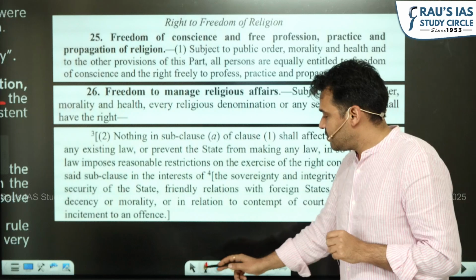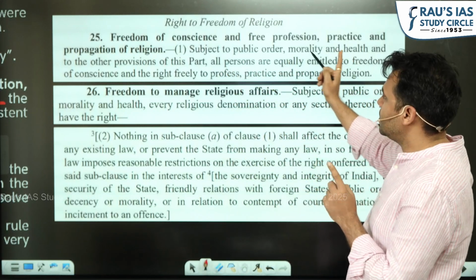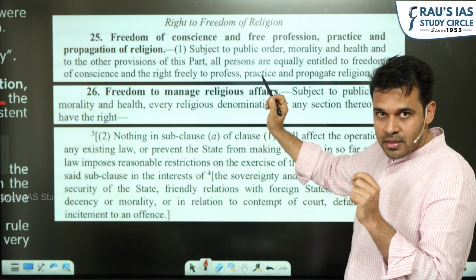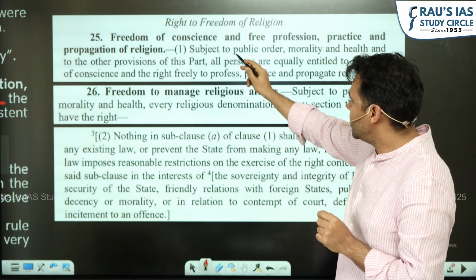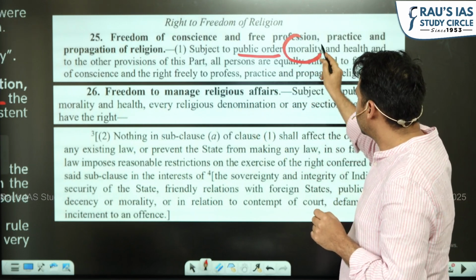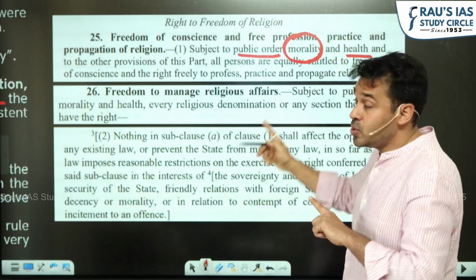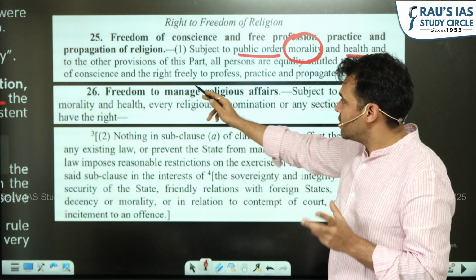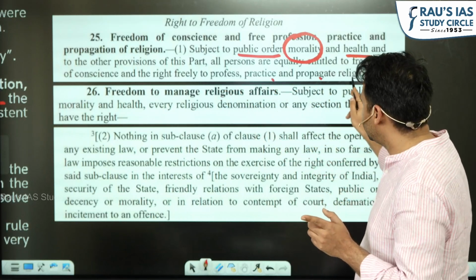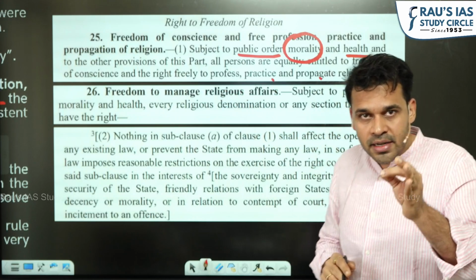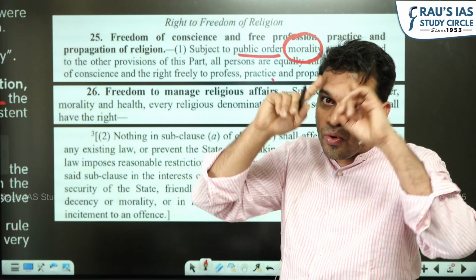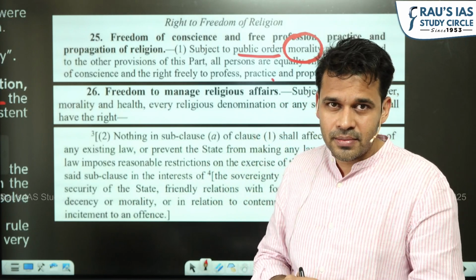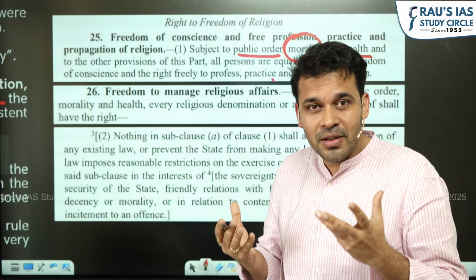If you look at Article 25, which talks about freedom of conscience, free profession, practice and propagation of religion, this particular clause 1 starts with restrictions: subject to public order, morality and health, and to other provisions of this part. All persons are equally entitled to freedom of conscience and the right freely to profess, practice and propagate religion. So you can see that your right to conscience, to frame your own transcendent, is subject to morality. Is it subject to social morality? Obviously not.